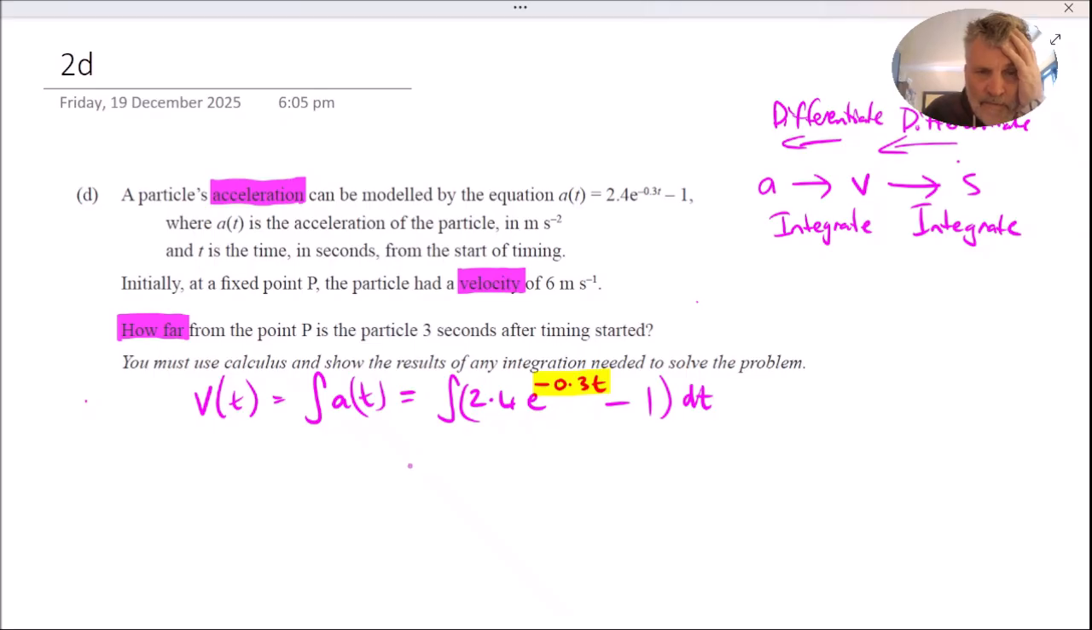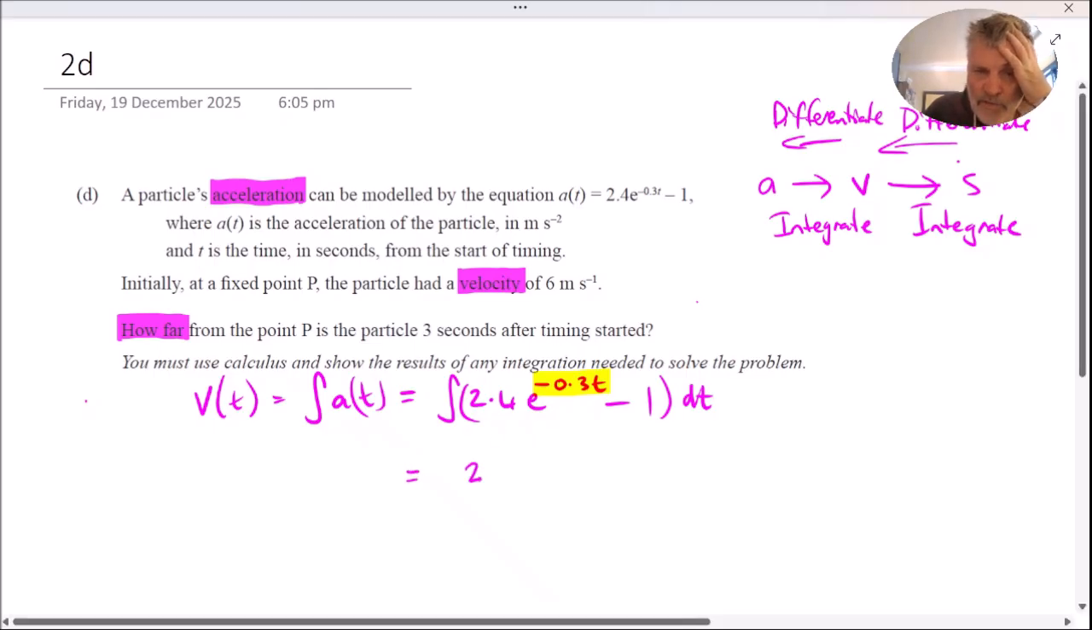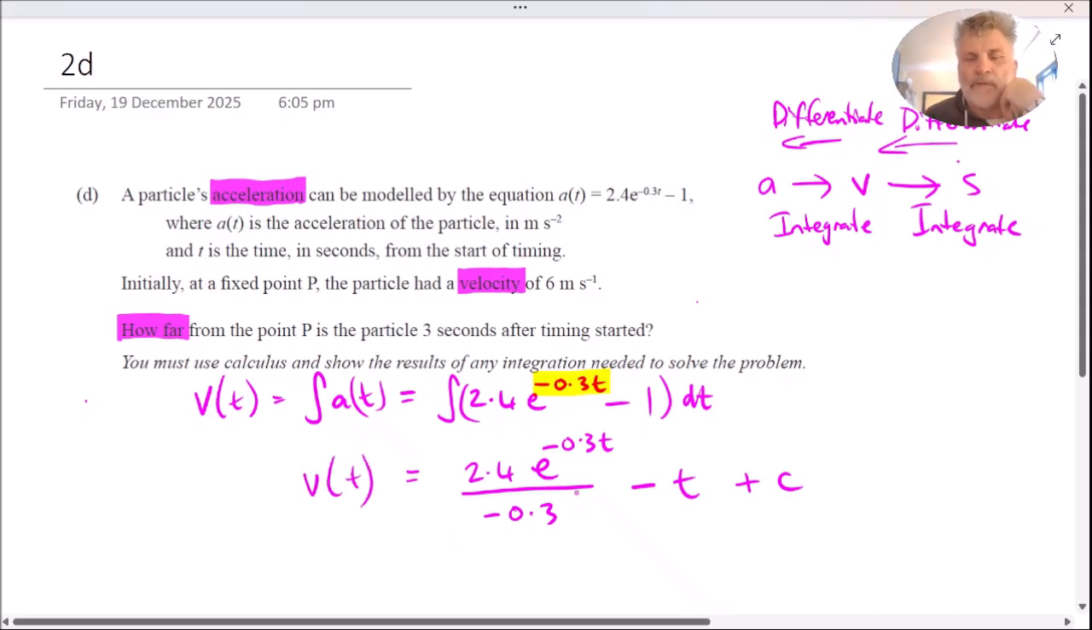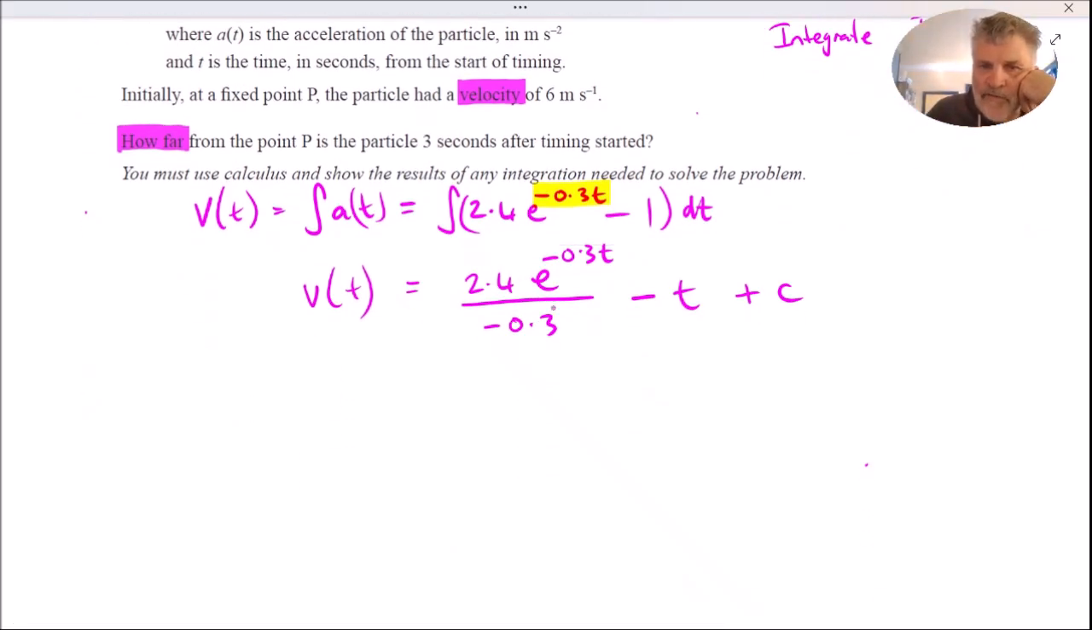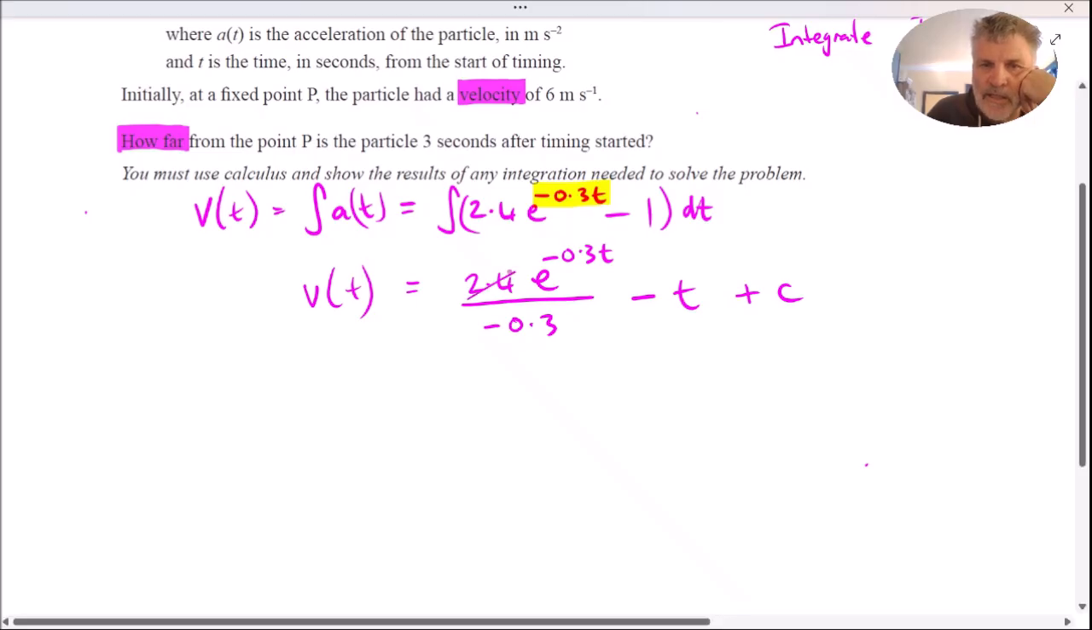So we get, integrate this, you get 2.4 e, exponential stays the same, divide by the minus 0.3. You could do that step by substitution. Integrate 1, you get minus t. And any indefinite integral, you add an integration constant. So v of t is this. This is 24 divided by 3. This is going to be 8 with a minus sign.